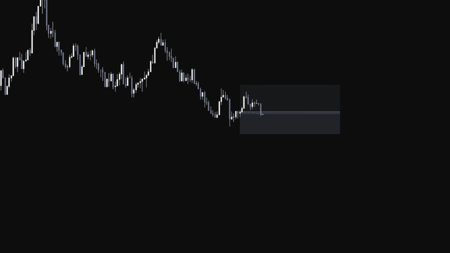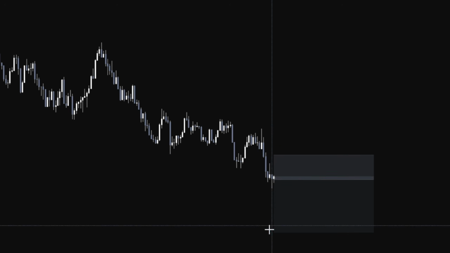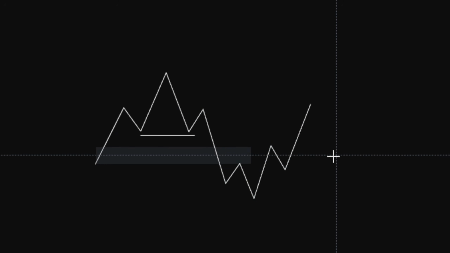If you're still taking every setup that you see, you're already behind. Real consistency only comes from high probability setups. The kind of trades where the odds are stacked and you don't need to guess. The problem is that most traders can't tell the difference between a high and a low probability setup.